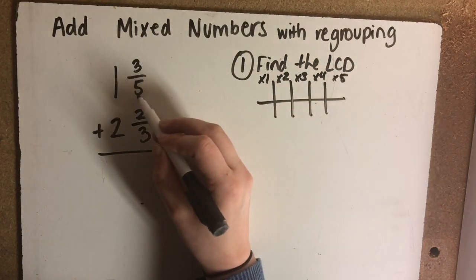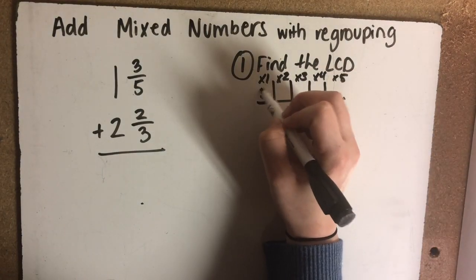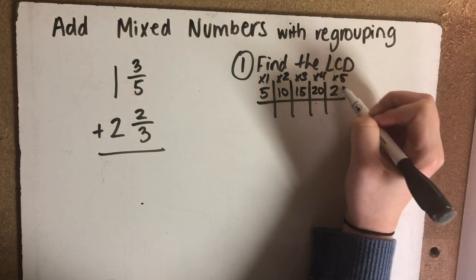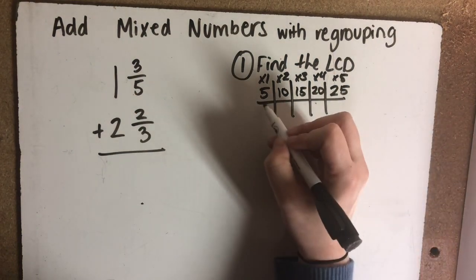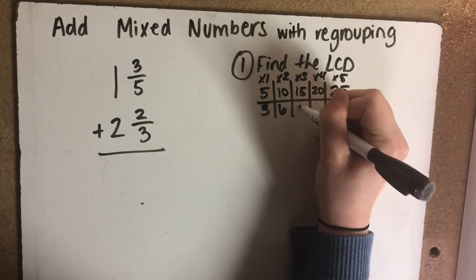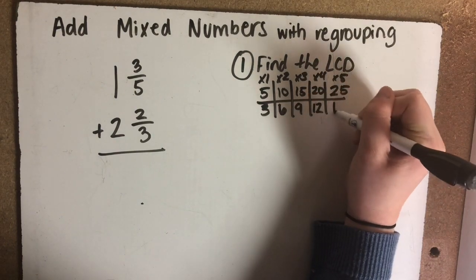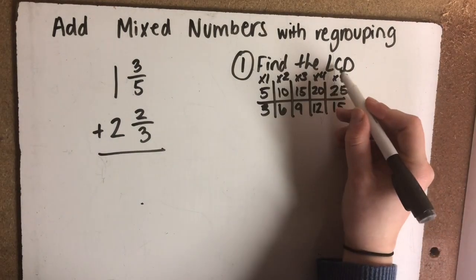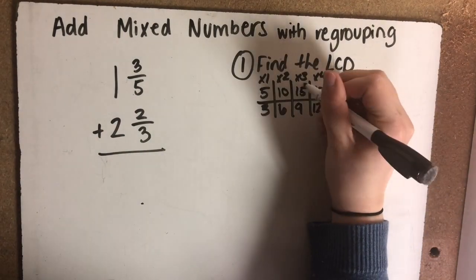Okay, so I'm going to start with 5. So 5s are easy. 5, 10, 15, 20, 25. Let's do our 3s. 3, 6, 9, 12, 15. Okay, so if we look at this chart, we need to find the least common denominator. So in this case, it is 15.